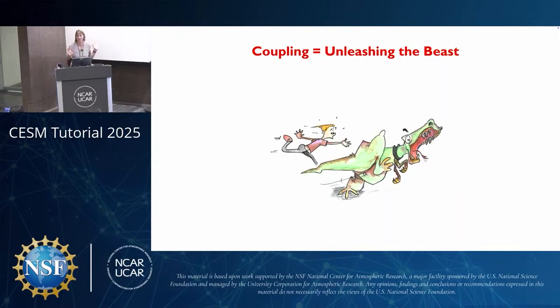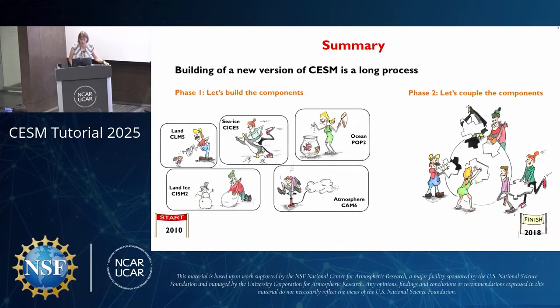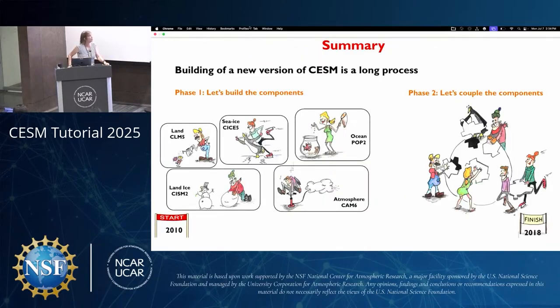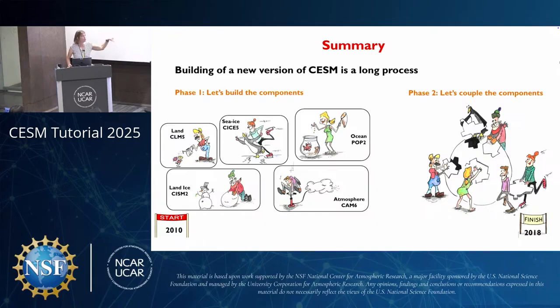Okay, I hope I have convinced you that coupling is unleashing the beast. I think I have 1 minute left, it's good. In summary, when we build a new version of CSM, it's a very long process. First we build the components, and after we couple them together, we do a lot of back and forth between the two. You see that for a version of the model, it went from 2010 to 2018, and we started to build CSM3 just after, in 2018. We are in 2025, and you see that it's about the same time that it takes to release a new version of the model.